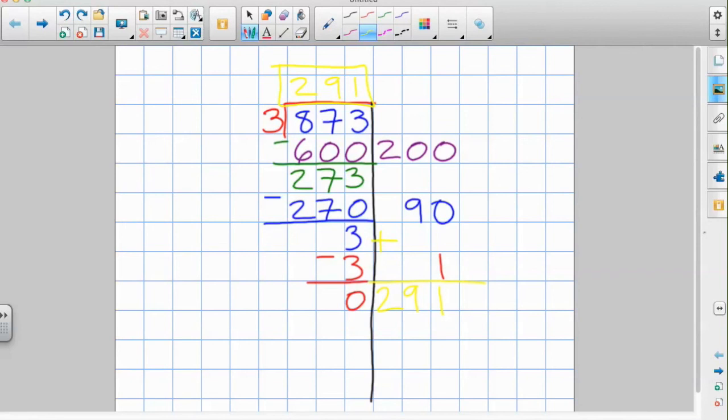Remember, this is just one method of division that we'll learn this year in 4th grade, but I hope that you're more familiar with the partial quotients algorithm.